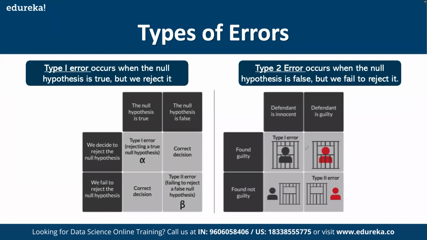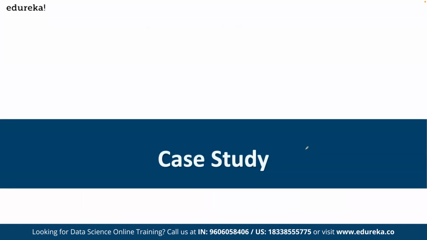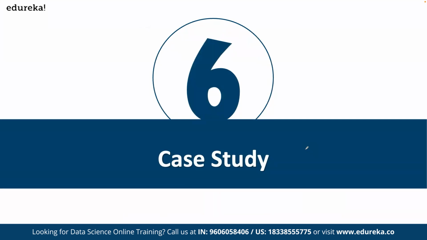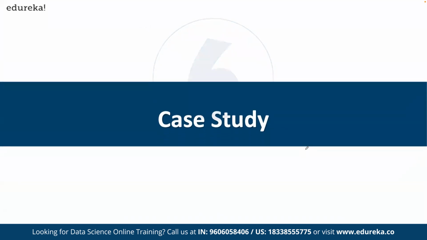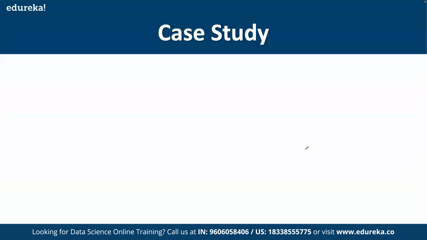Type 1 error means the null hypothesis is true, but we reject the null hypothesis and go with the alternate hypothesis. That is the scenario we call a type 1 error. And we have the type 2 error, which occurs when the null hypothesis is false, but we fail to reject it. So these are the two kinds of error we generally come across while performing hypothesis testing. Now, to get better clarity on this, let's take up a case study.